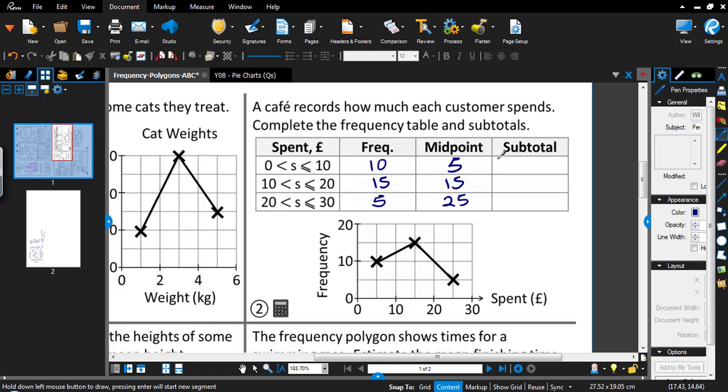Okay, so, cafe, what they want is subtotal. It might be confusing for you. What they want is the mid times the frequency. That's 50. 15 times 15 is 225. And then 5 times 25 is 125. Alright, that's it.